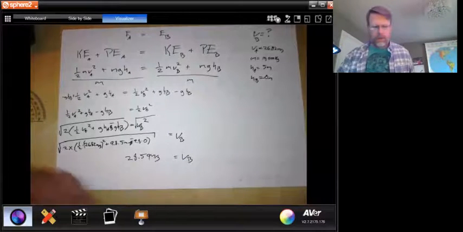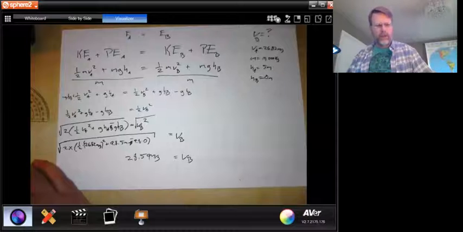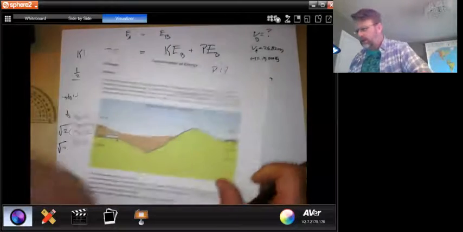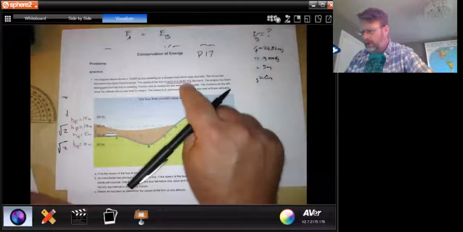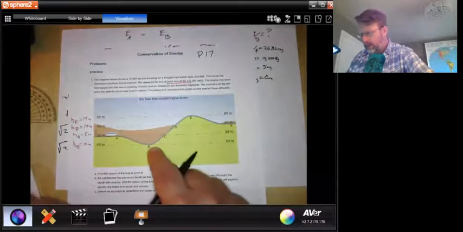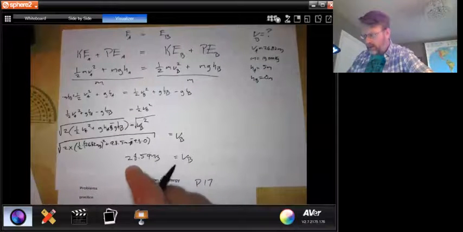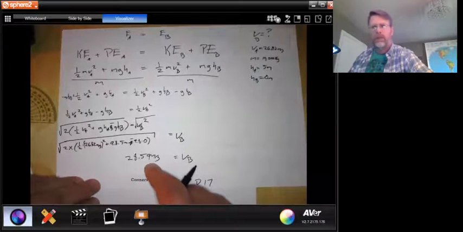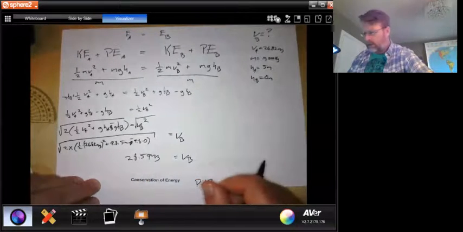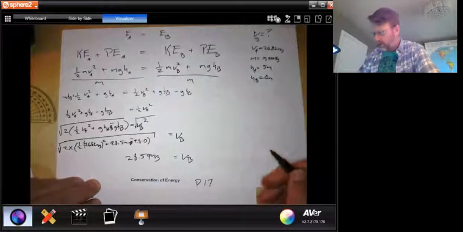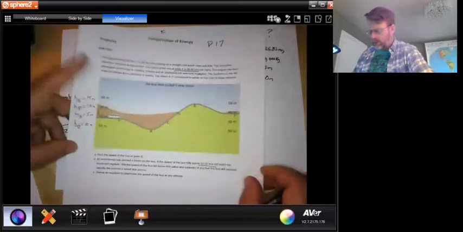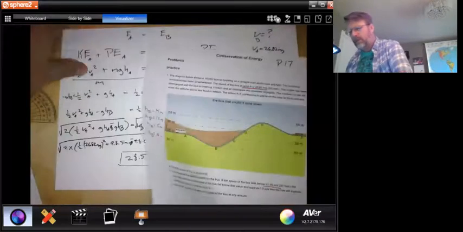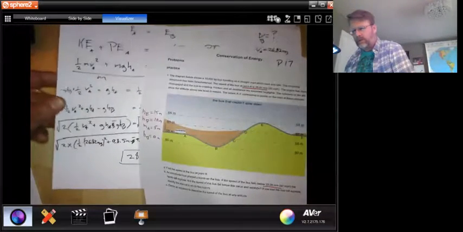Okay, so if we look back at the question, it's always good to check to see if we came up with a reasonable answer. So it started off going this speed, 26.8 meters per second. It sped up going down the hill, and now we think it's going 28.6 meters per second. That sounds pretty reasonable for our answer. So that solves for part A. Now we can move on to part B.